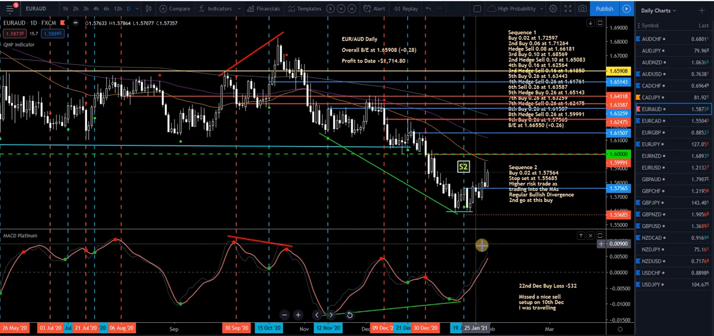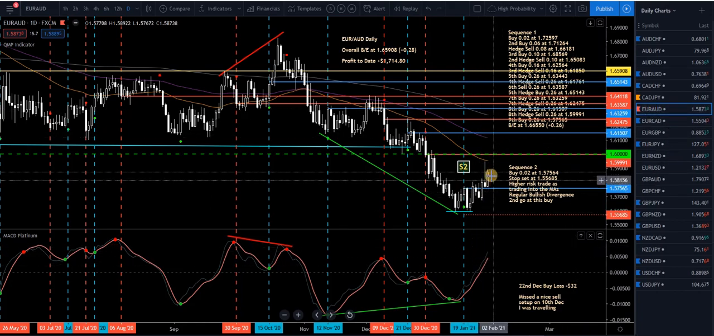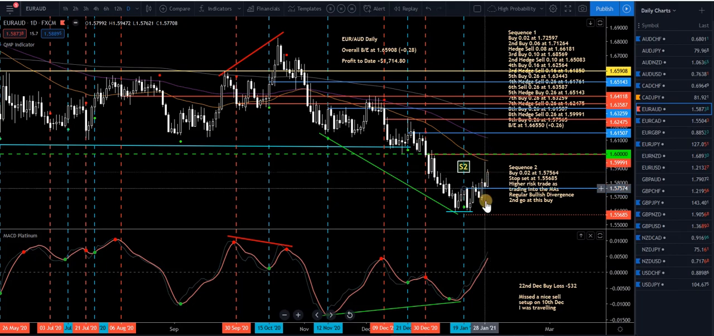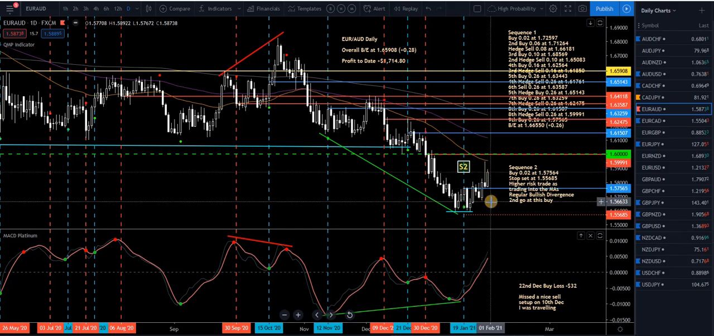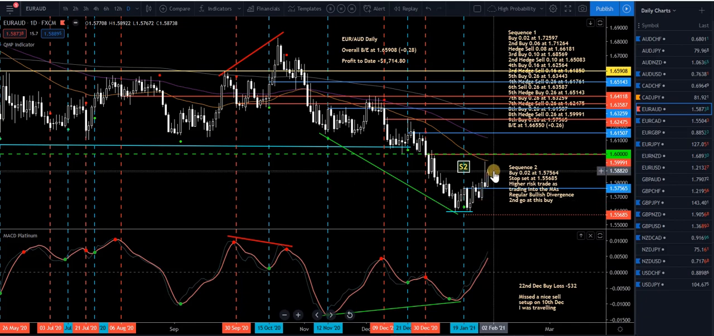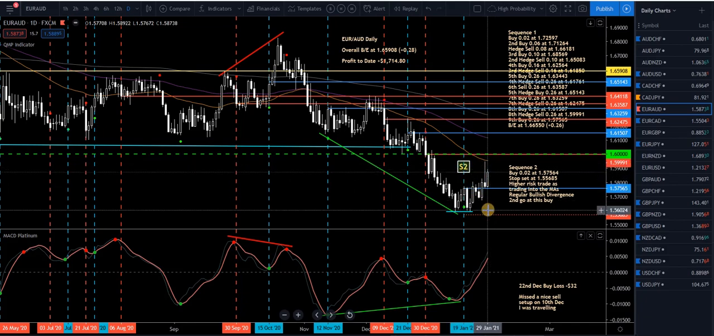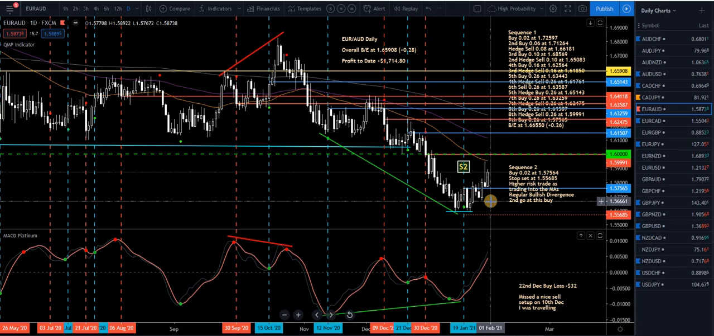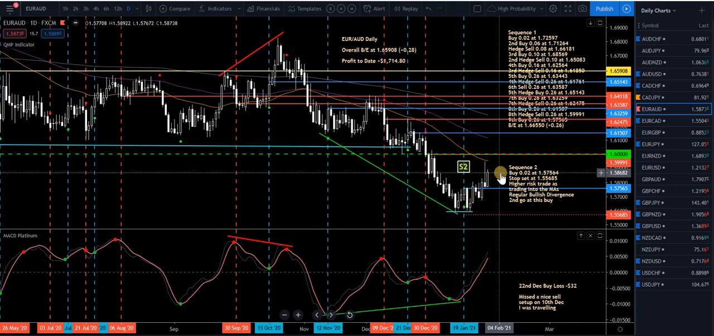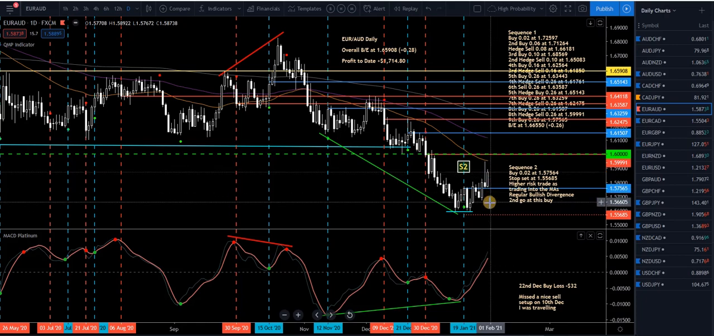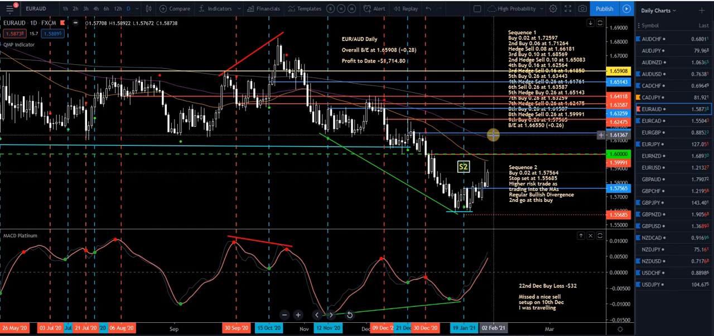So on Monday, I will close half of this buy trade and probably bring my stop up, depending on where the market opens, probably below this low here. So on Monday, close half of this sequence 2 buy, bring my stop up under there. That should just give me about an overall break even if it gets stopped out. So yeah, just got to try and push this up higher again.